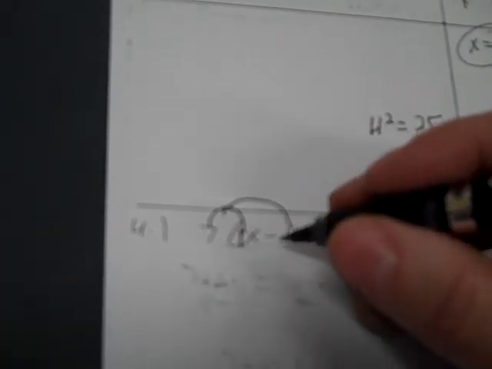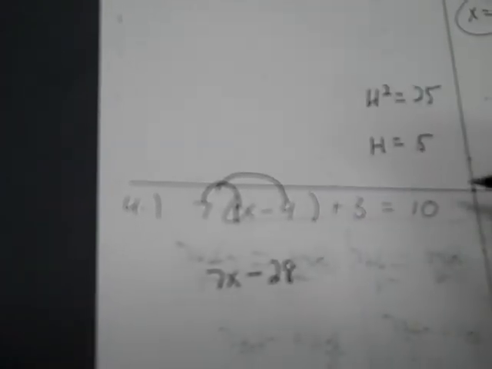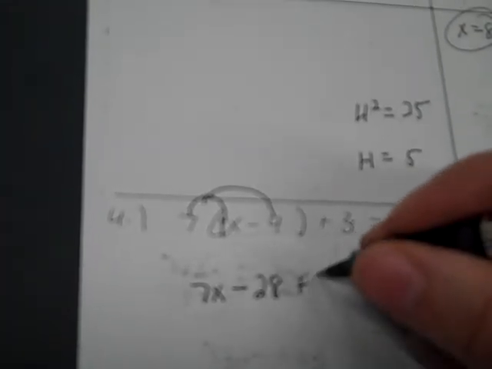Now here we have 7 parentheses x minus 4 plus 3 equals 10. There's no power here, so this is not blocked. So I go ahead and multiply. 7 times 1x is 7x. And then 7 times, and then I put my minus. 7 times 4 is 28. And then I add the 3, and then I equal 10.